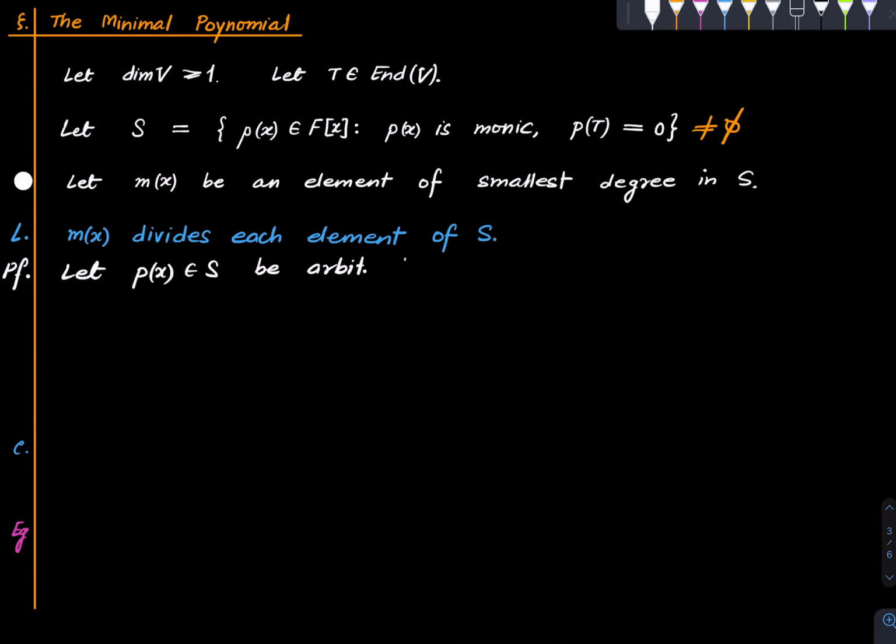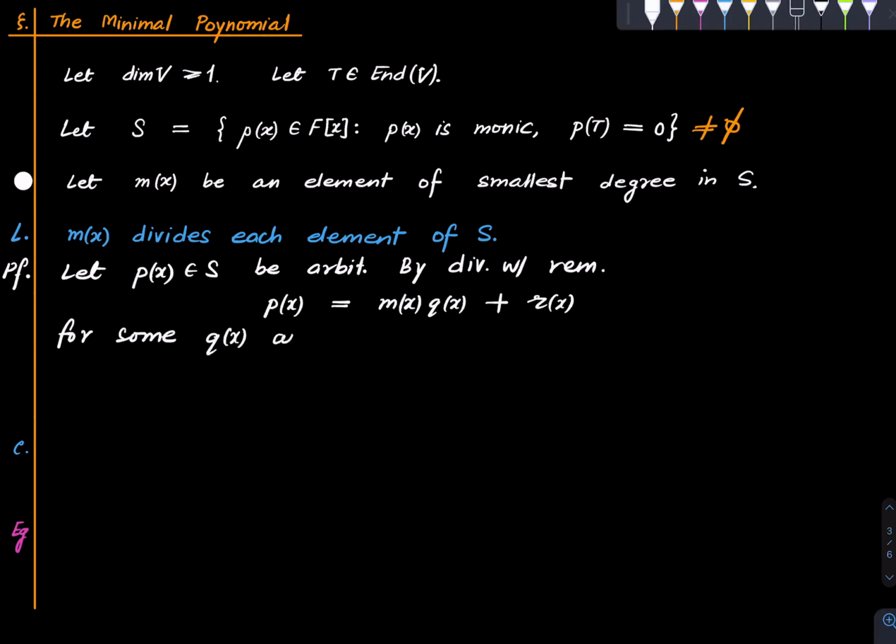By the division with remainder theorem, we have P(x) = M(x)Q(x) + R(x) for some Q(x) and R(x) with degree of R(x) strictly less than degree M(x). So that's the division with remainder theorem for polynomials.